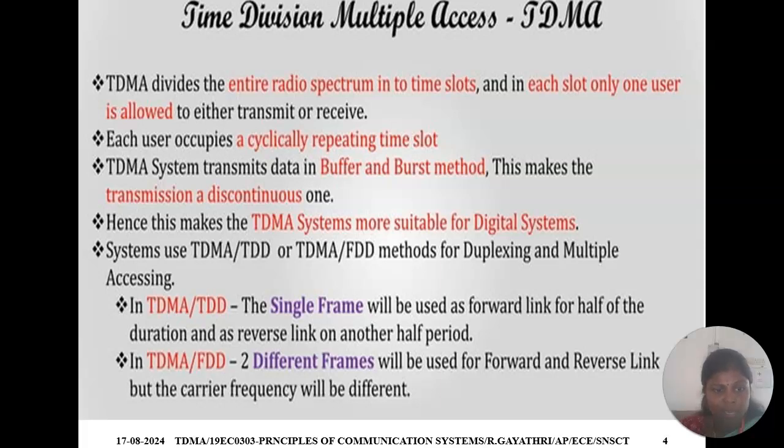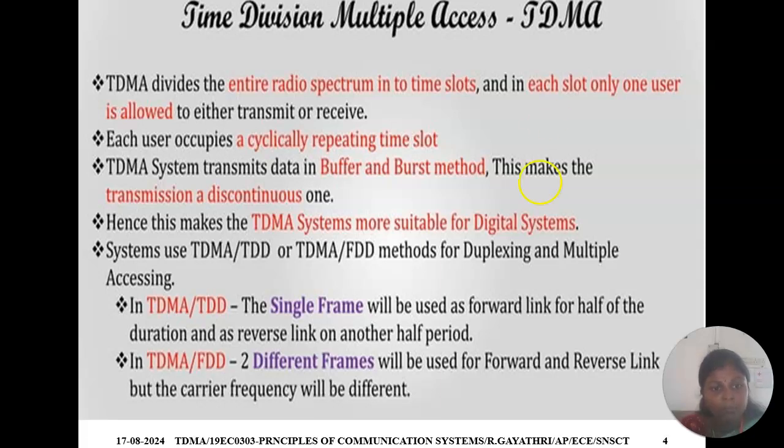The 2G generation uses a TDMA system. The system uses FDD methods for duplexing and multi-access. In TDMA time division duplexing, a single frame is used for the forward link for half of the duration and for the reverse link for the other half period.